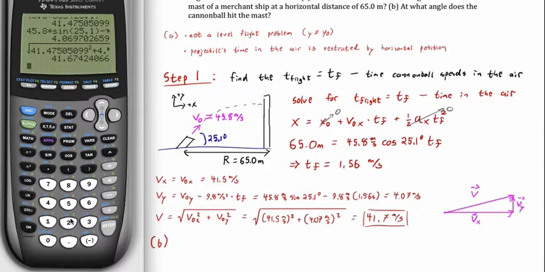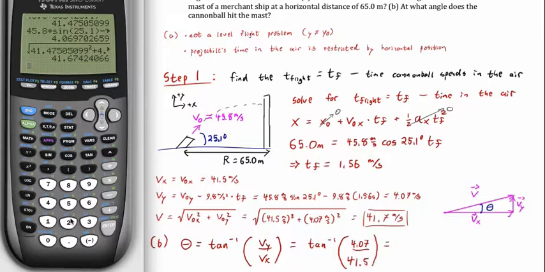And they're both positive, which tells us that the angle that we're going to be solving for is going to be above the x-axis. So then I'm going to go ahead and find theta. I'm going to say that theta is tangent inverse of Vy over Vx, and that's just taking the definition of tangent. So that's just going to be tangent inverse of 4.07 divided by 41.5. Units cancel because we should just get something that's in degrees.